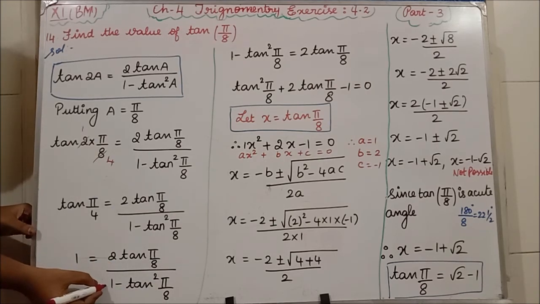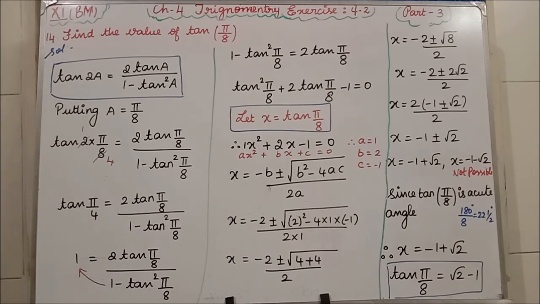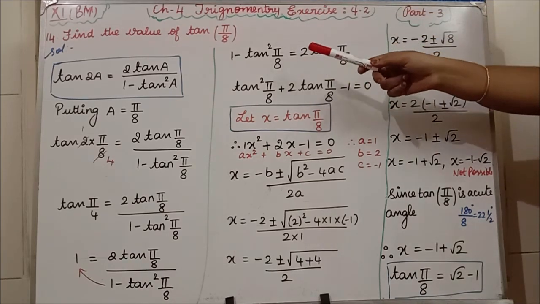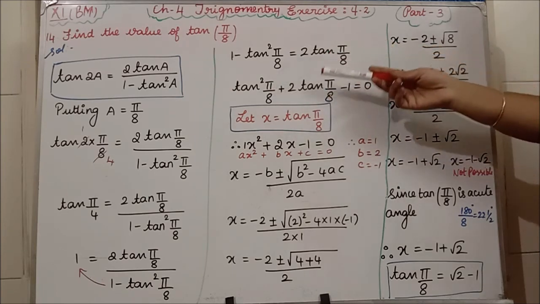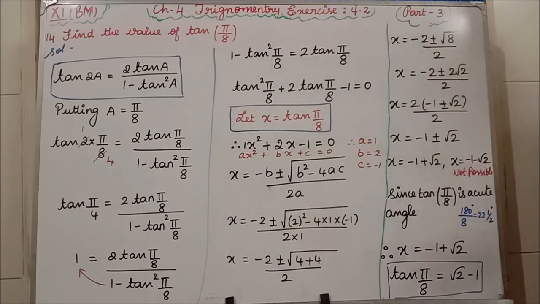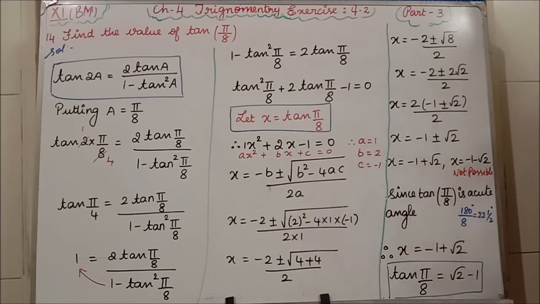Clear? The next step, I am cross multiplying 1 into 1 minus tan square pi by 8. If you multiply with 1 we will get 1 minus tan square pi by 8. So what I have written here, 1 minus tan square pi by 8 this side is equal to 2 into tan pi by 8. Okay, I am writing first the square term, then this term, then only I am writing the 1 last. Okay, why am I writing it this way? Because I am going to make it in the form of a quadratic equation.